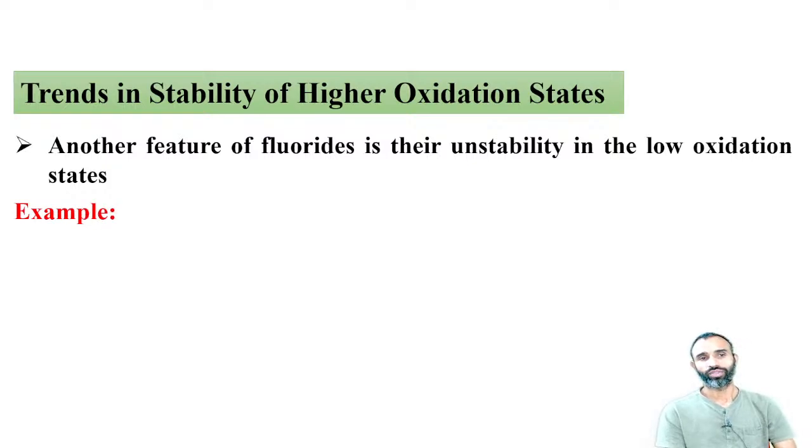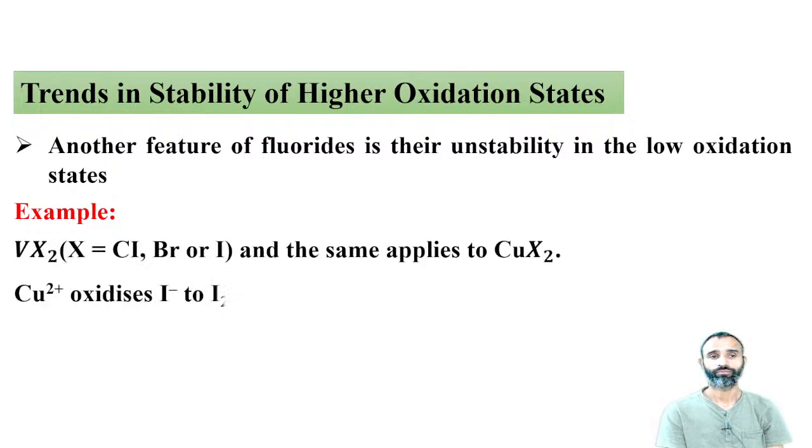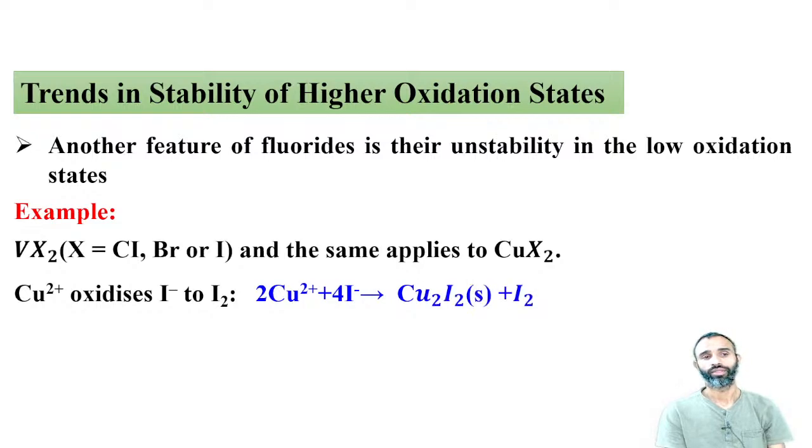Now another feature of fluorides is their instability in the low oxidation state. They are not stable in low oxidation state because fluorine is a strong oxidizing agent. So it can oxidize elements to higher oxidation state, and because of its small size, more fluorines can be accommodated around the metal. Like see Cu2+ oxidizes iodide to I2. So Cu2+ is converted to Cu+, Cu2I2.